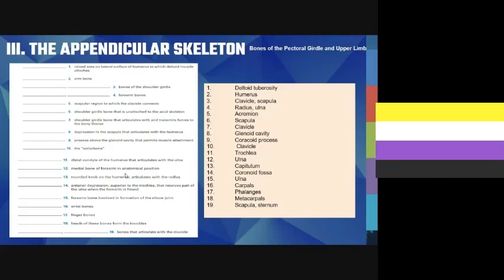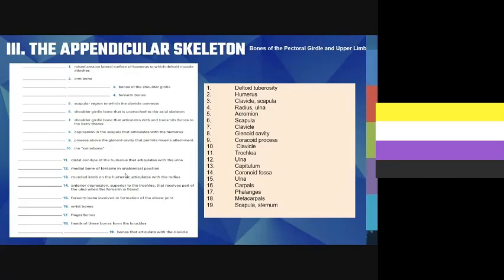Number 8. Depression in the scapula that articulates with the humerus. The answer is glenoid cavity. Number 9. Process above the glenoid cavity that permits muscle attachment. The answer is coracoid process. Next is number 10, the collarbone. The answer is clavicle. 11. Distal condyle of the humerus that articulates with the ulna. The answer is trochlea.